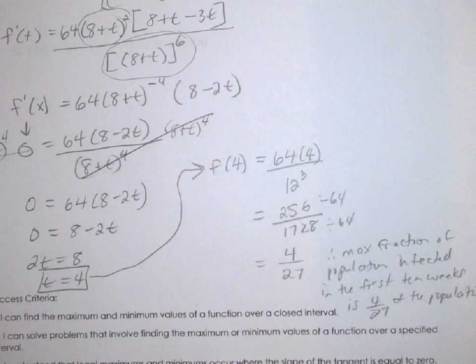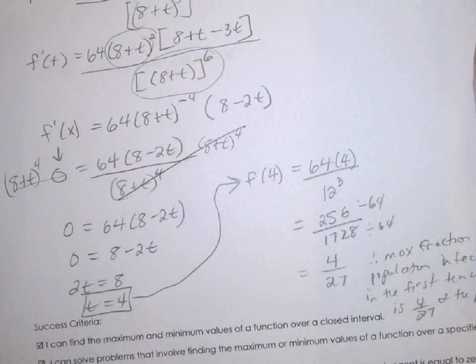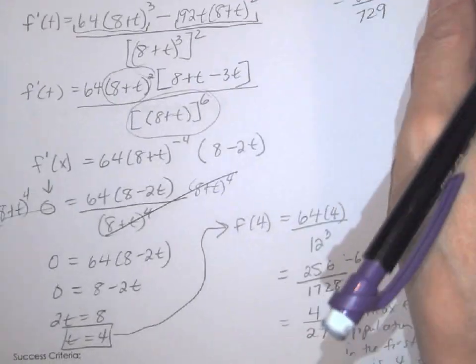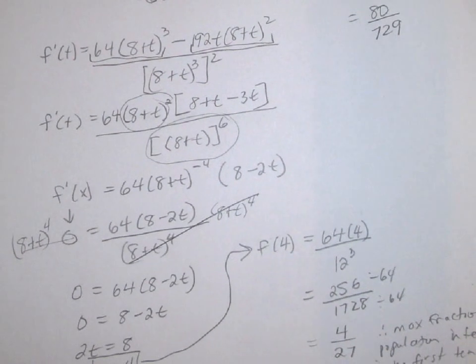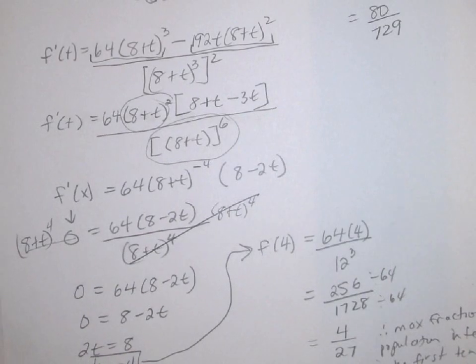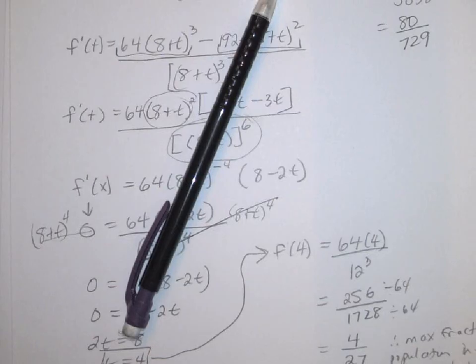Okay, so then there's some practice questions for you to try, and they should have the same type of look as these. Okay, so you have the same things. You always test your endpoints. Find where the slope of the tangent is 0, test those places or that place, and then answer the question that they talk about. Okay, thank you.